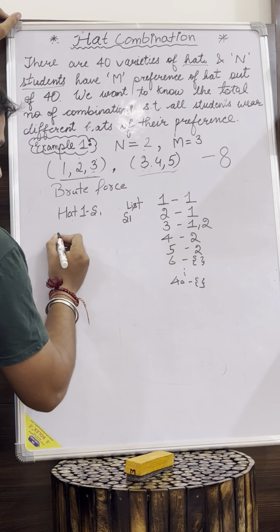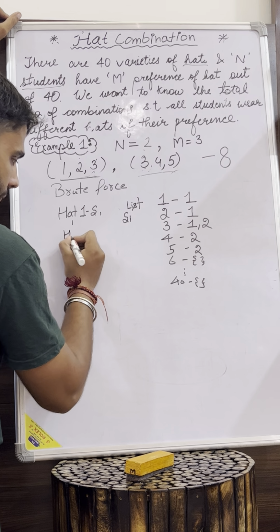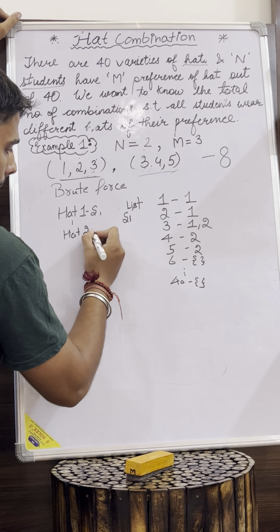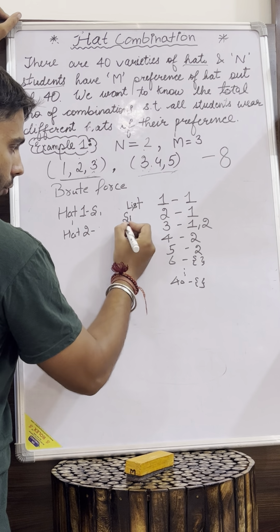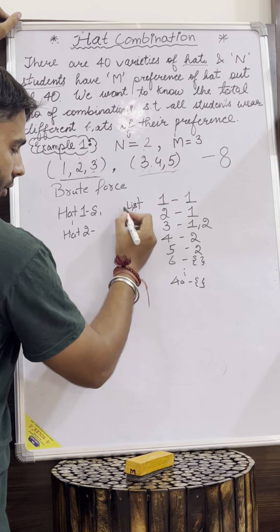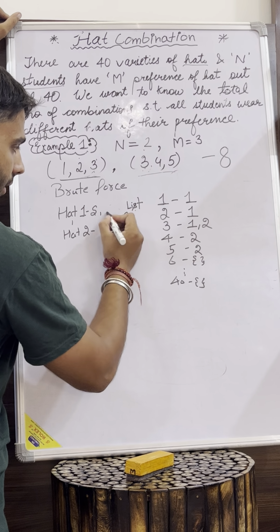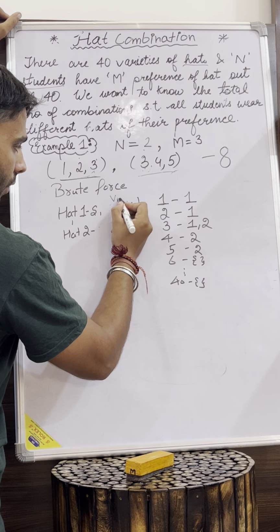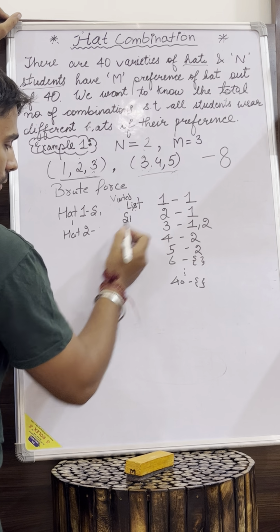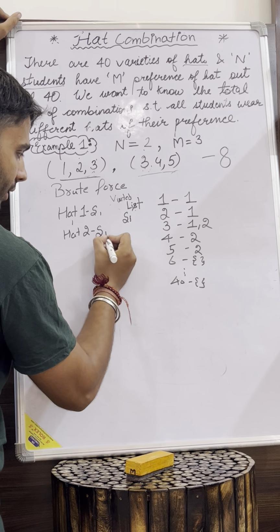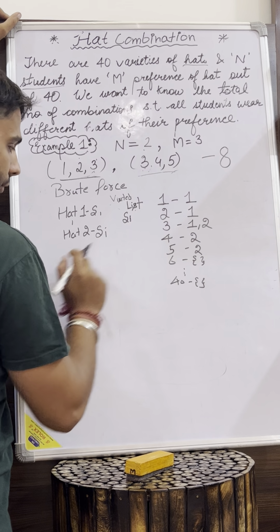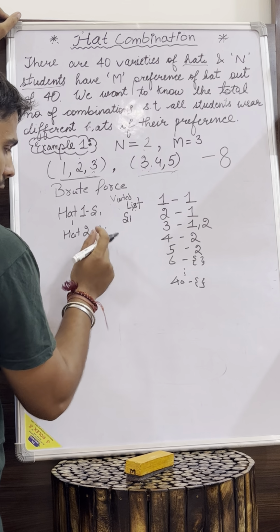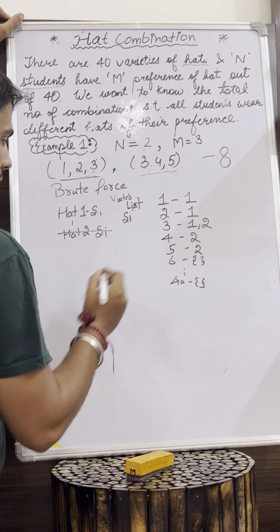Now we jump to hat 2, and here we can see in our list there is student 1. From our visited list we check that S1 is already done. Is there any other student that we can assign to hat 2? No one is there, so we say this is not allowed.